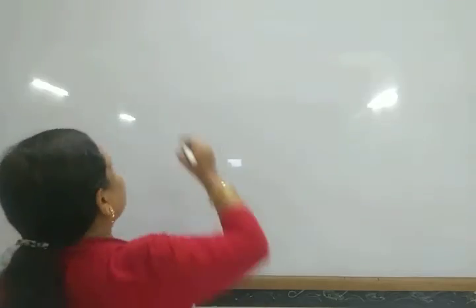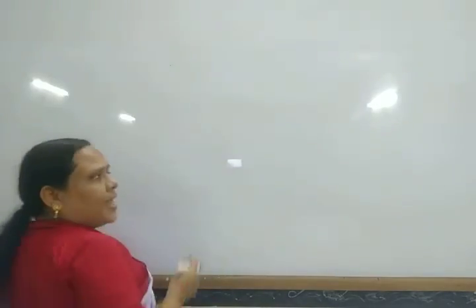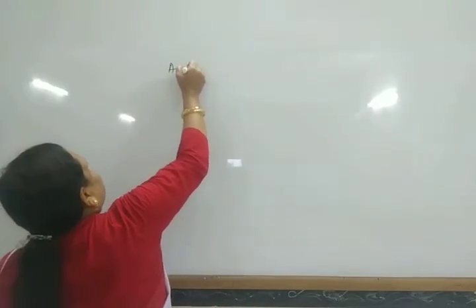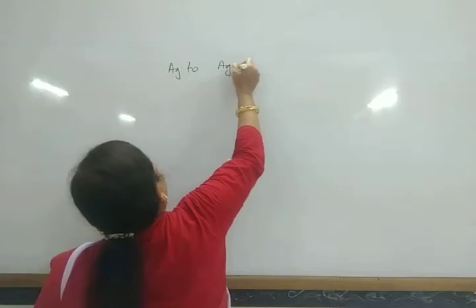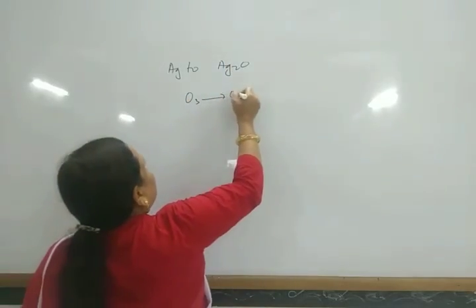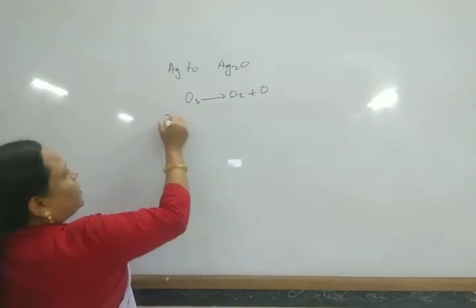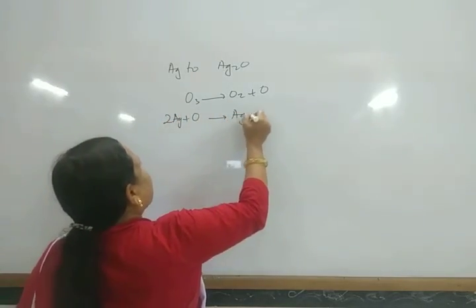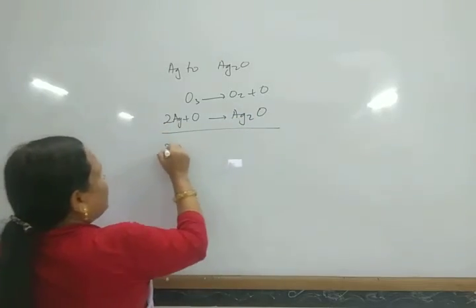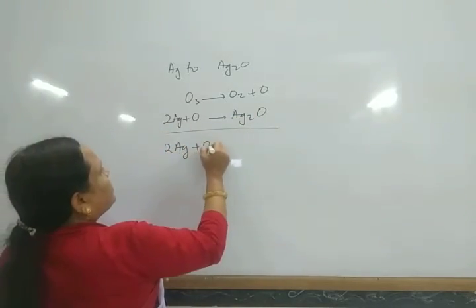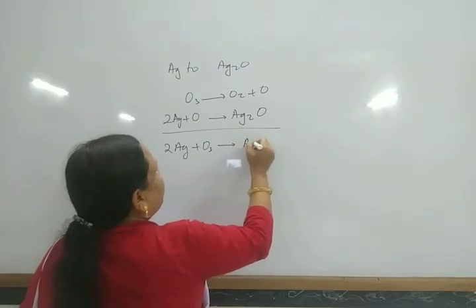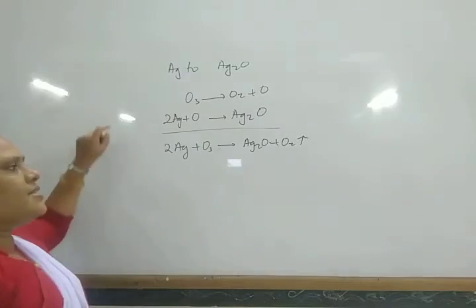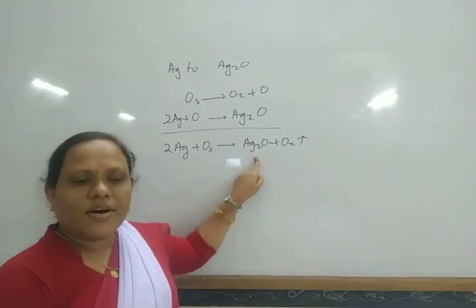It oxidizes metal to metal oxides, like silver to silver oxide. So O3 gives rise to O2 plus O. Then 2Ag plus O gives rise to Ag2O. In this way, 2Ag plus O3 gives rise to Ag2O plus O2. So it oxidizes silver metal to silver oxide.